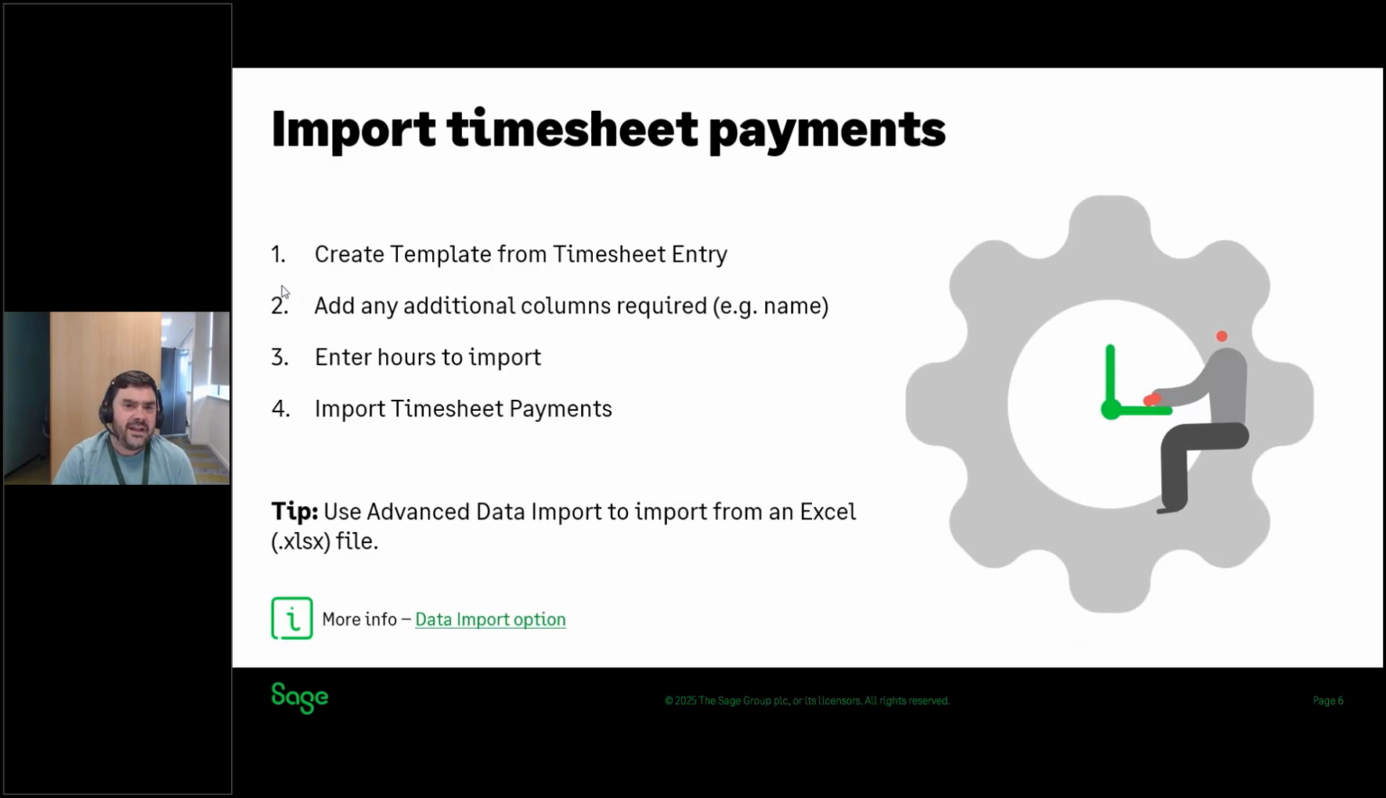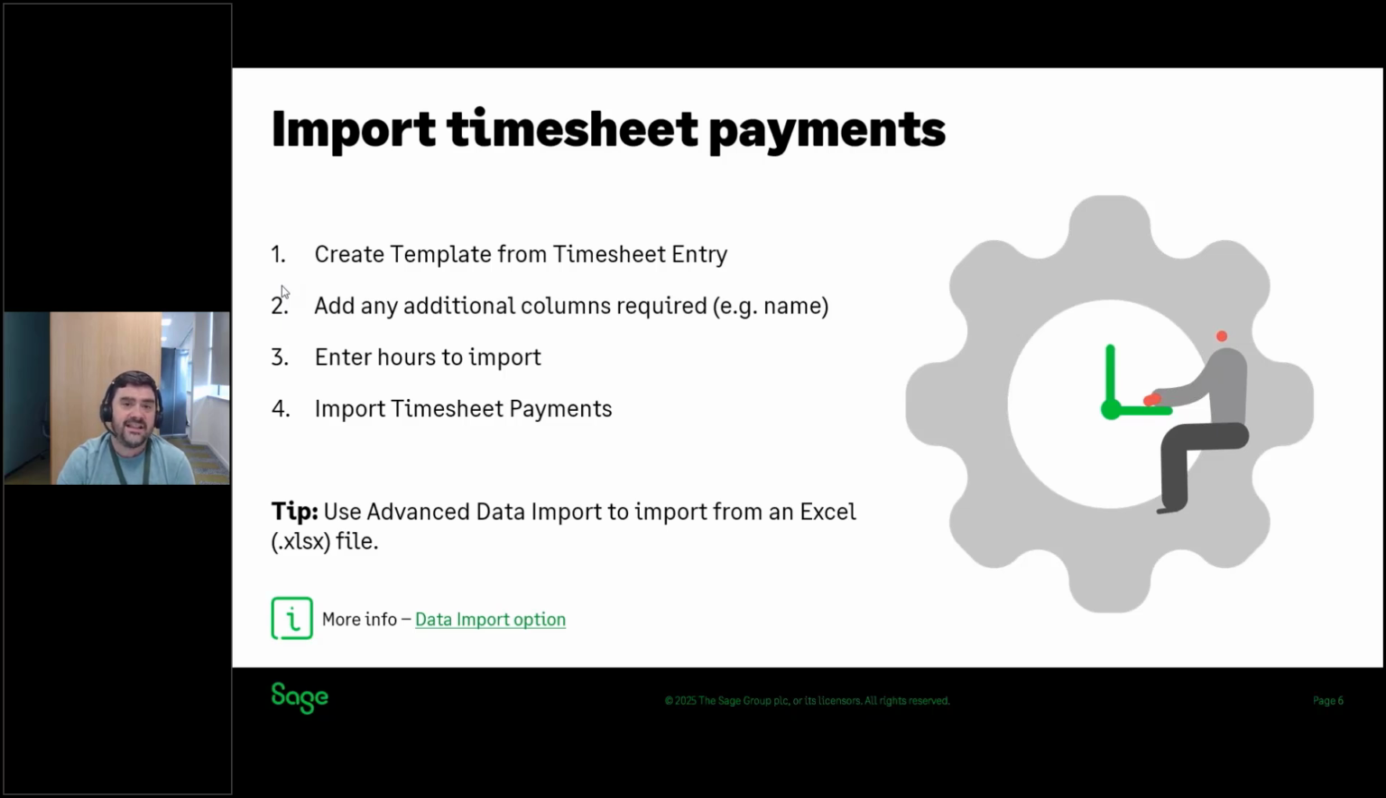So just to recap some of the steps there in importing the timesheet payments, I have linked to our full guide on the data import option, but it's really simple to create a template from the timesheet entry screen. So select the employees that you want to include in the template, go into timesheet entry, create template. You can also send that information to Excel if you want to grab additional information like the names.